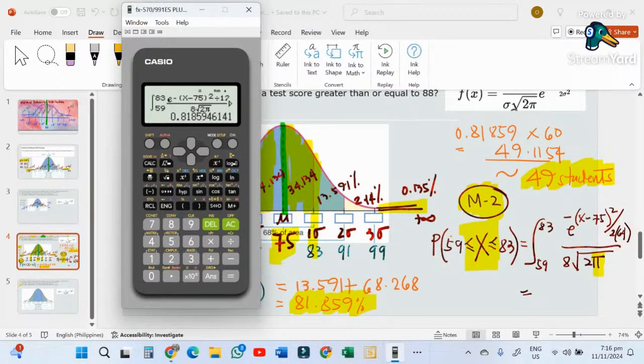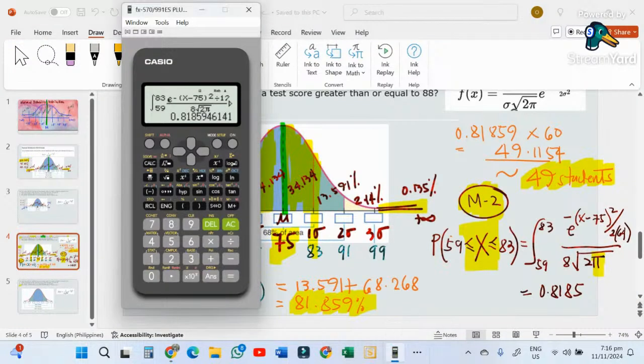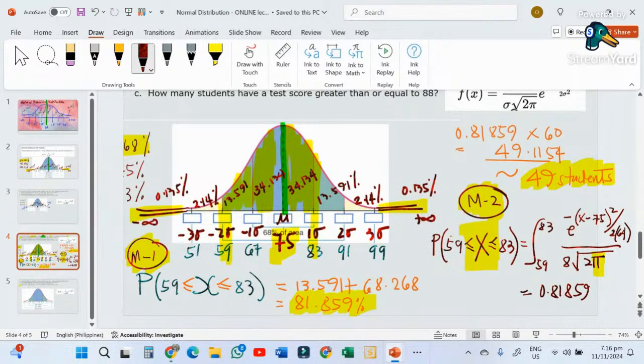In the manual calculation, we got 81.859. And this one, we also got the same. It's 0.81859, but it's in decimal. If you multiply this by 100, then you get the same 81.859% as well.